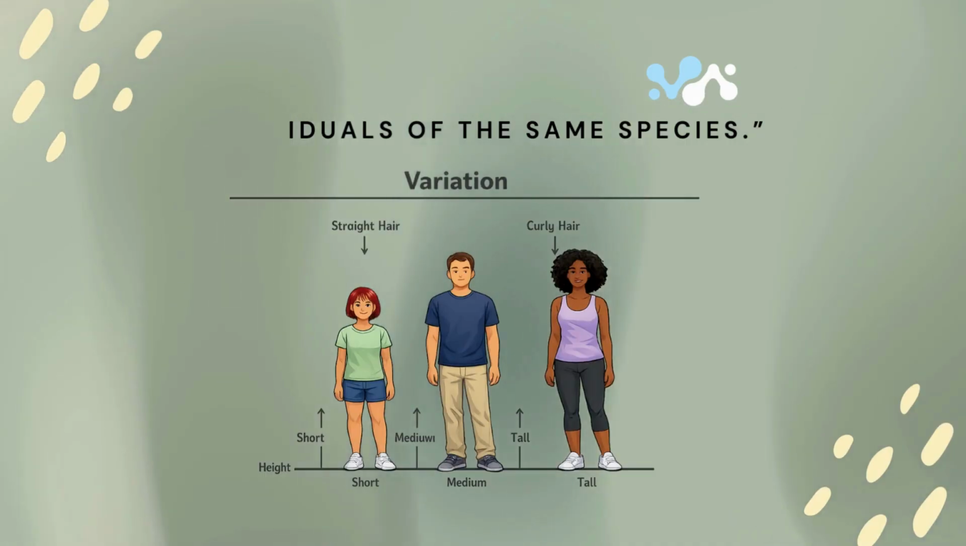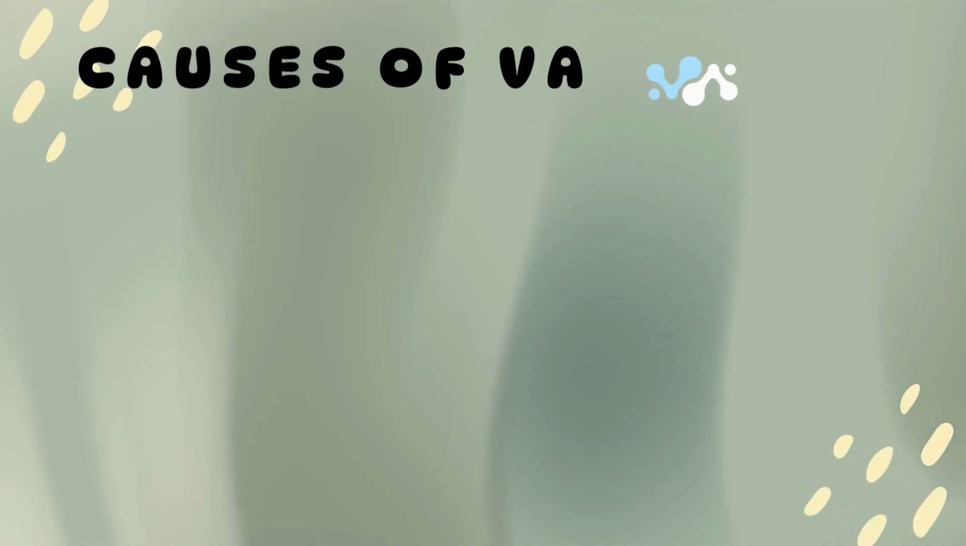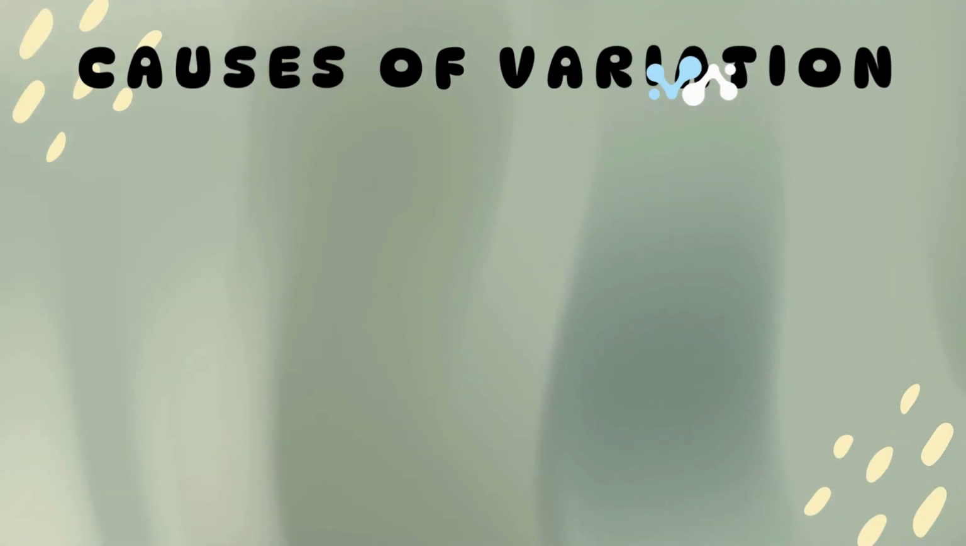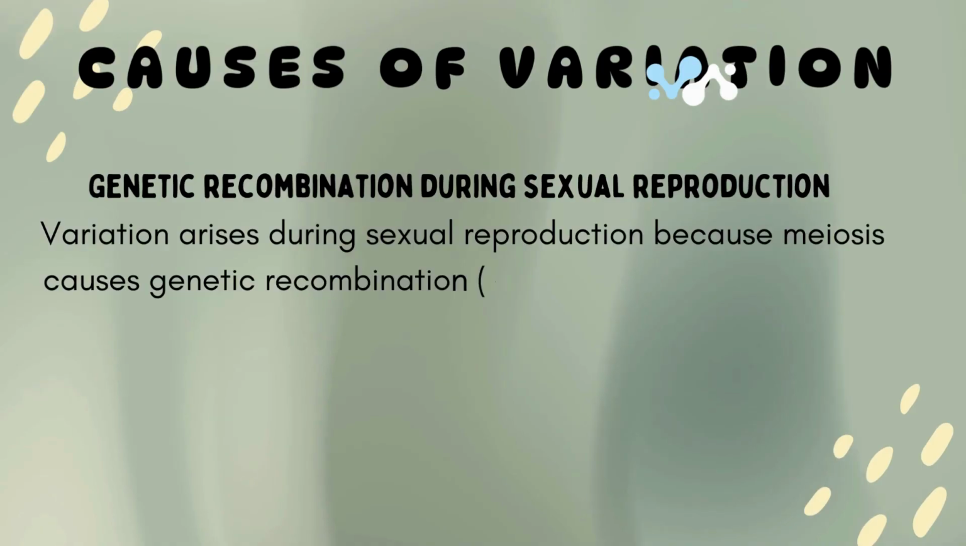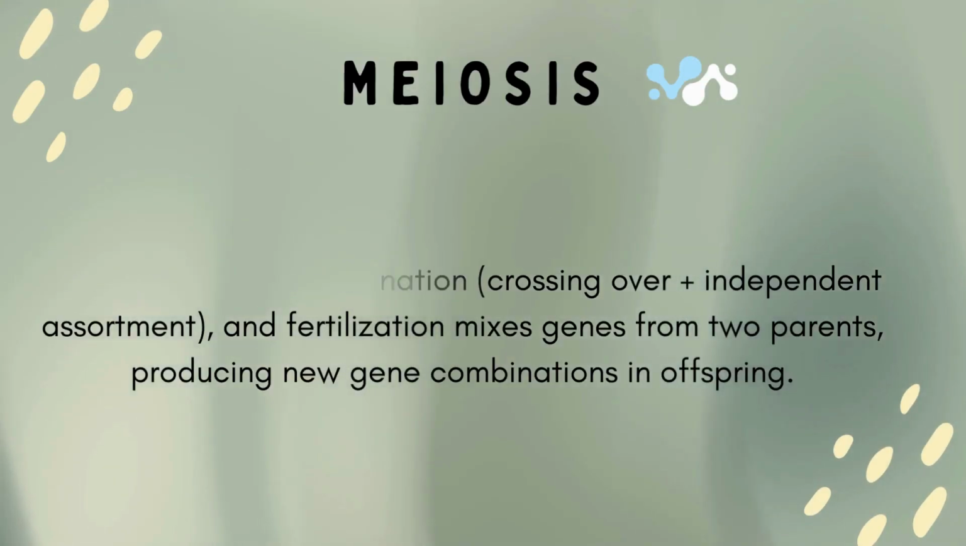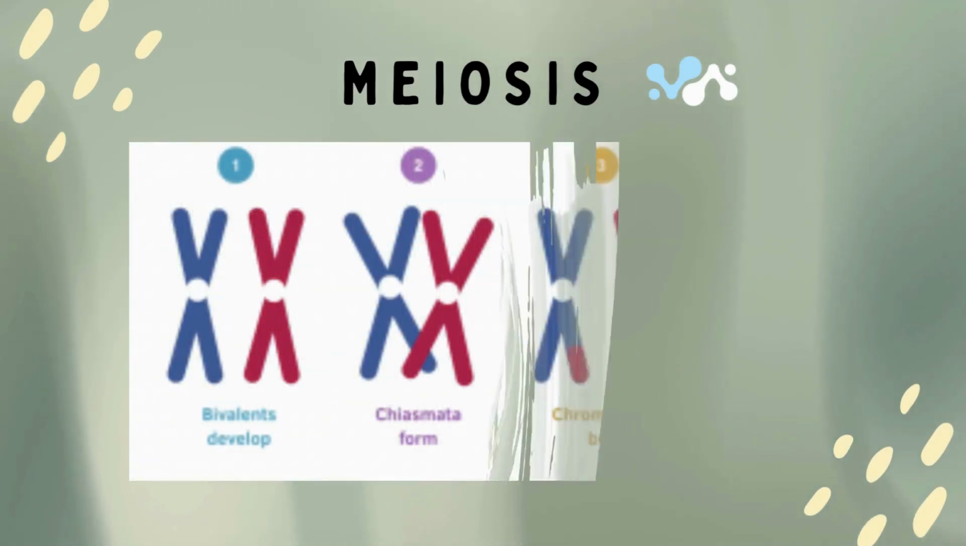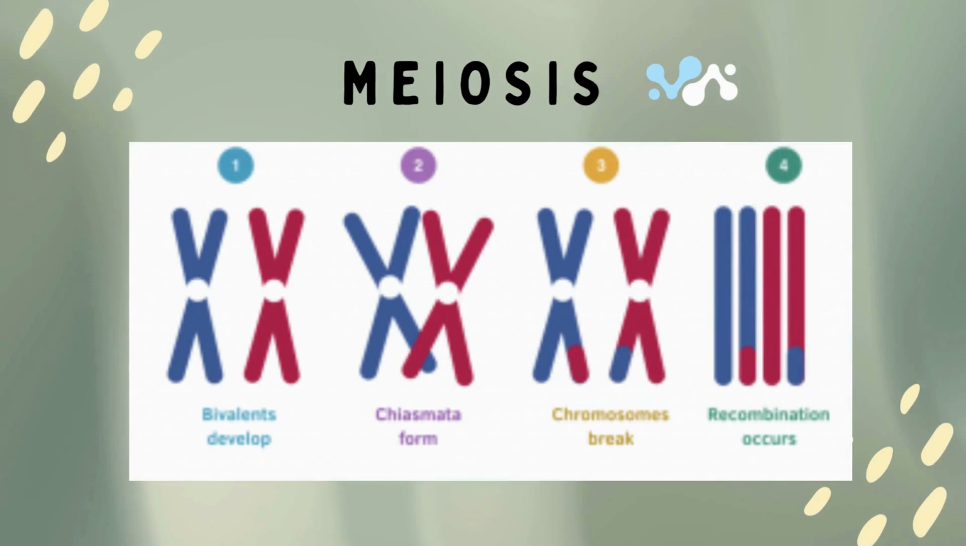Variation arises due to three factors. Genetic recombination during sexual reproduction: variation arises during sexual reproduction because meiosis causes genetic recombination, crossing over plus independent assortment, and fertilization mixes genes from two parents, producing new gene combinations in offspring. But before that, what is meiosis? It's a special type of cell division that produces sex cells, gametes: sperm in males and eggs, ova, in females.